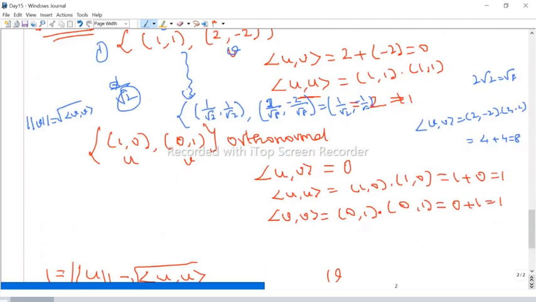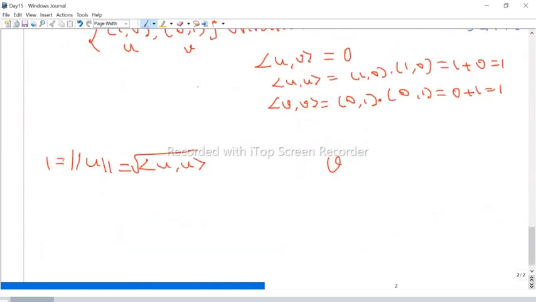Therefore, given any orthogonal set, we convert it into an orthonormal set by normalizing each vector by its norm.